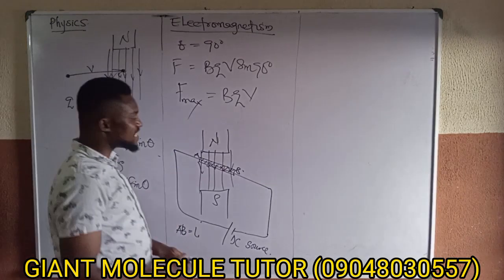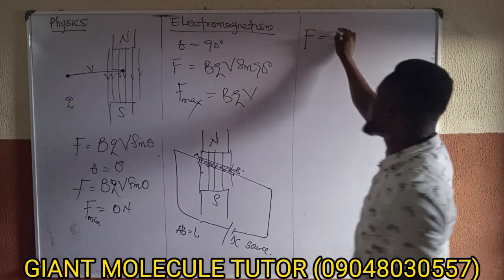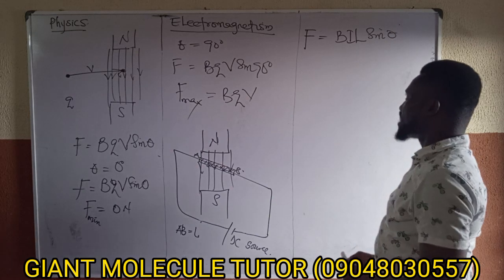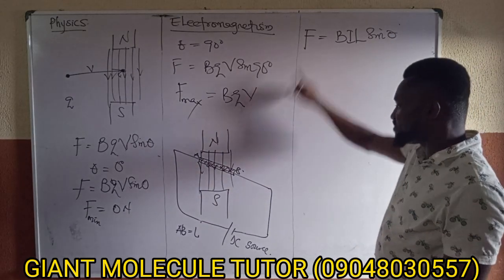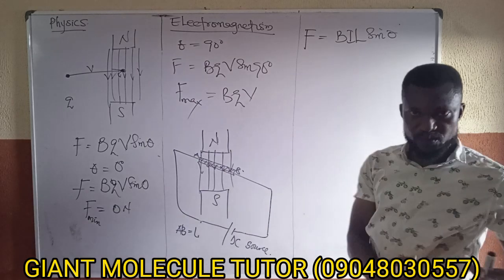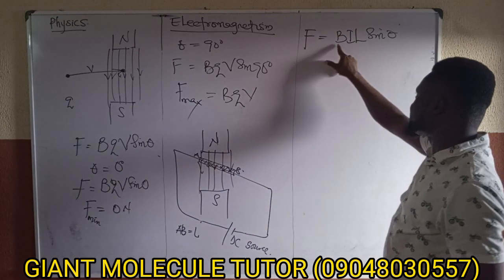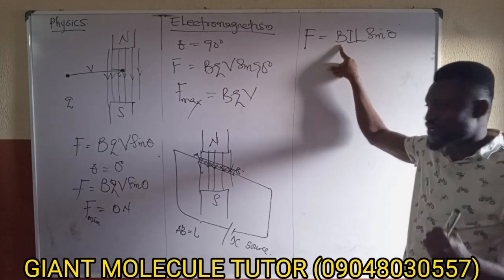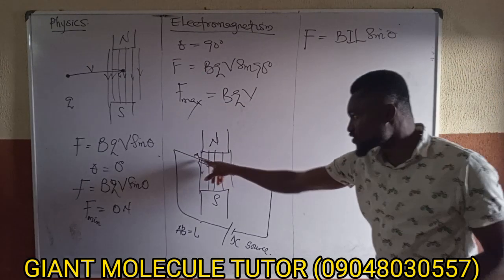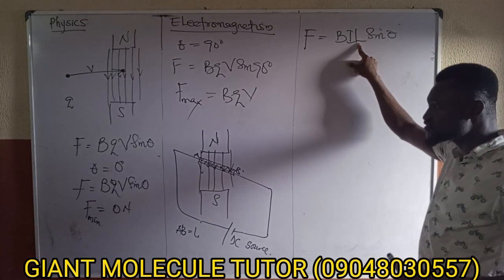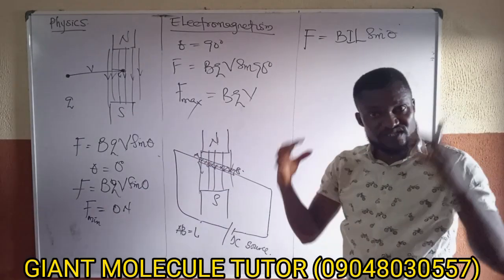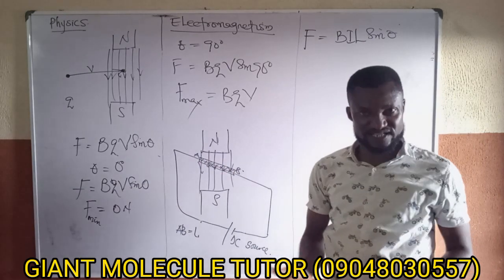And the magnitude of that force can be calculated. The magnitude of the force is BIL sine theta. So at this point, the force of attraction or repulsion is the force on this conductor, which will either push the conductor downward or upward. That force is equal to B, which is the magnetic field strength, the strength of the magnet. Then we have the current I passing through the conductor. Then we have L, the length of the conductor inside the magnetic field, not all of the conductor, but only the part that interacts with the magnetic field.